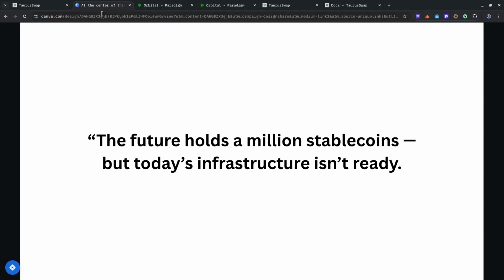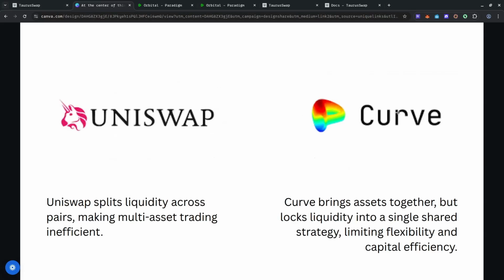So the concept is, the future holds a million stablecoins, but today's infrastructure isn't ready. Popular protocols like Uniswap and Curve weren't designed for this scale. Uniswap works well, but it fragments liquidity across many pools, and Curve supports multiple stablecoins, but all the liquidity is shared in a single structure, limiting flexibility and capital efficiency.